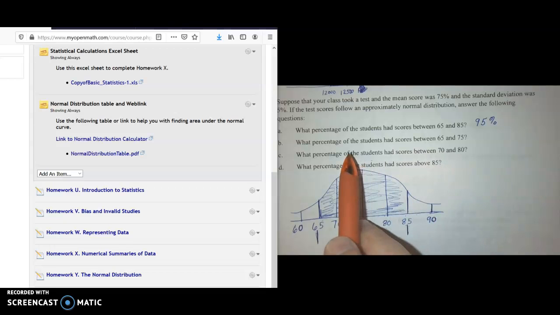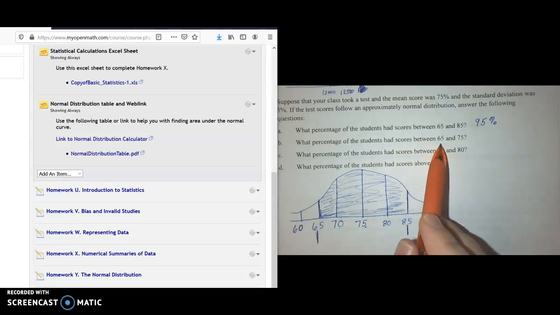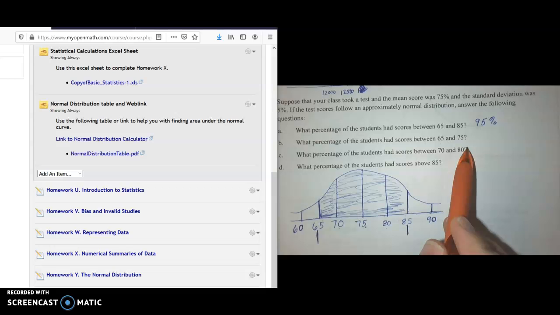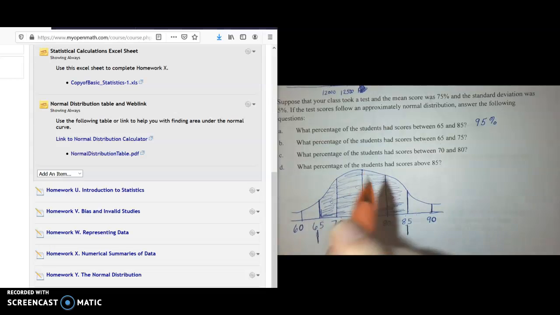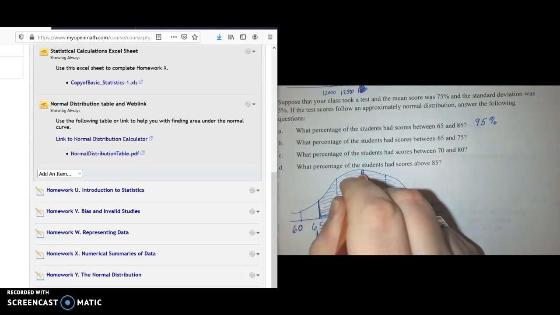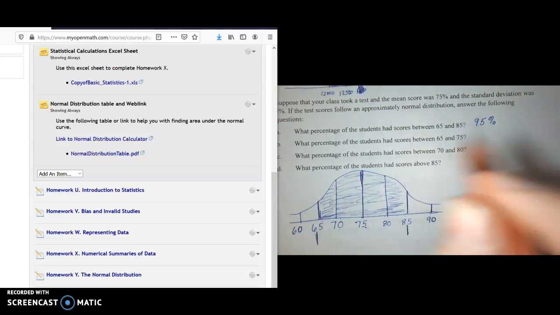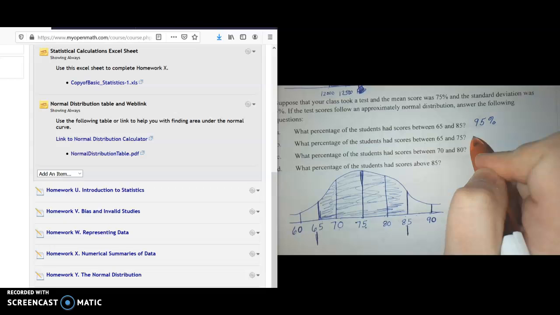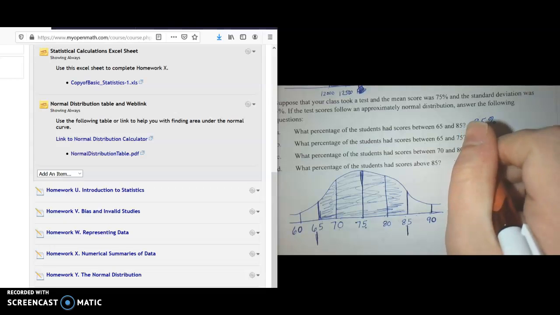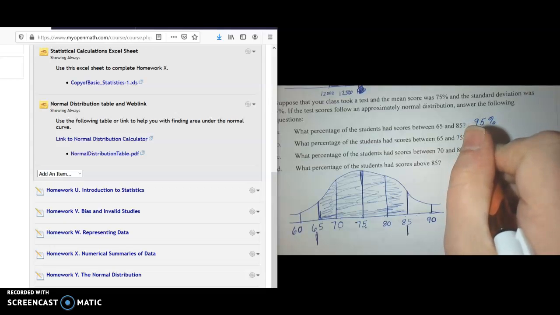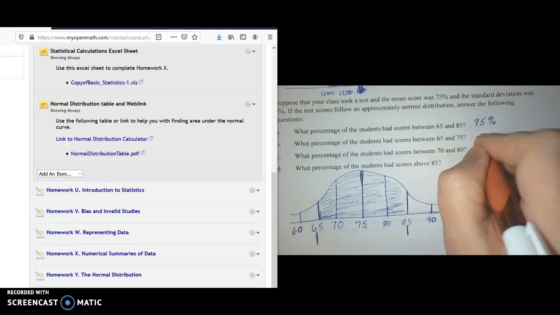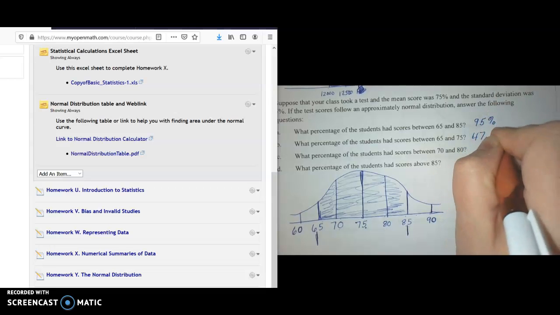Now I want to know what percentage of the students score between 65 and 75. Basically that is one side of this 95%. So what I'm going to do is divide 95 by 2, and when I do that I get 47.5%.